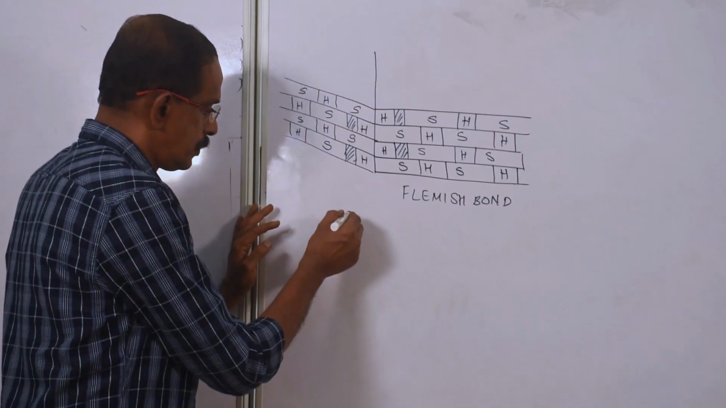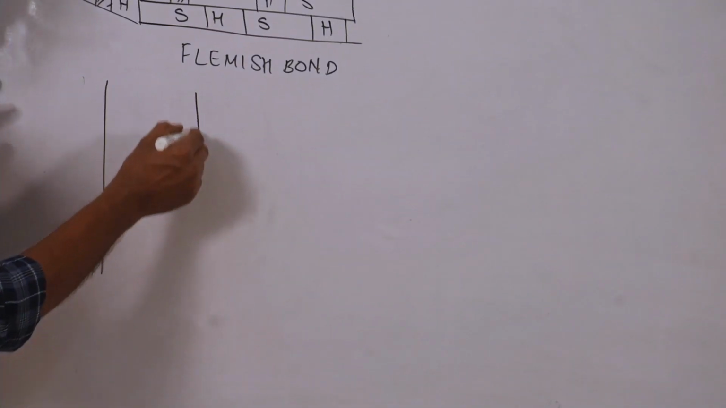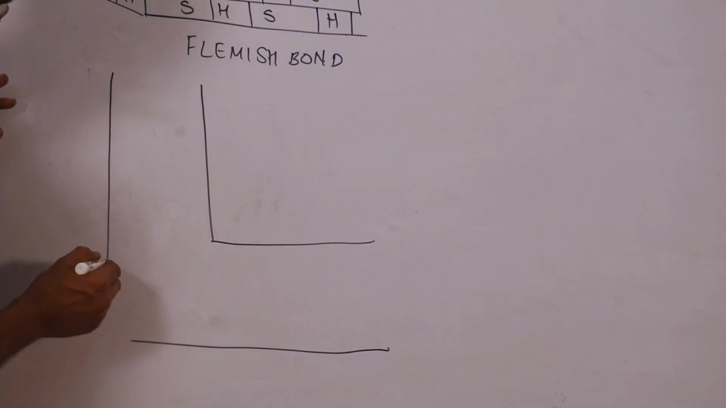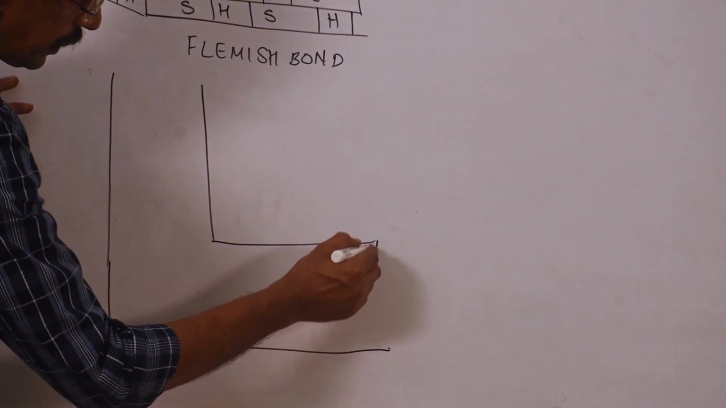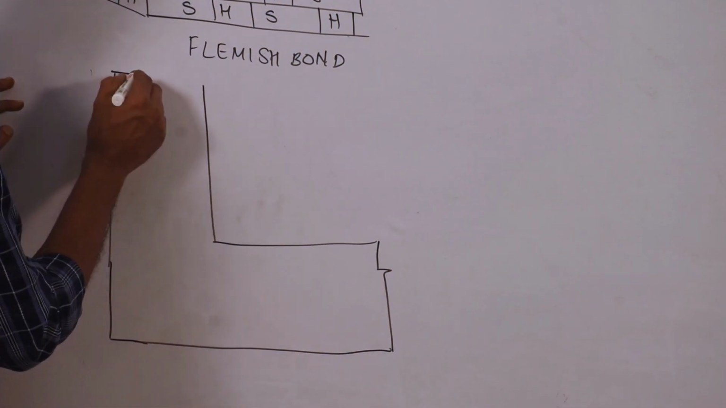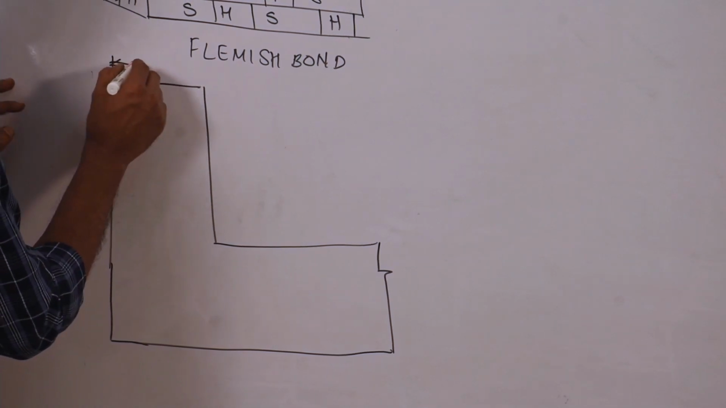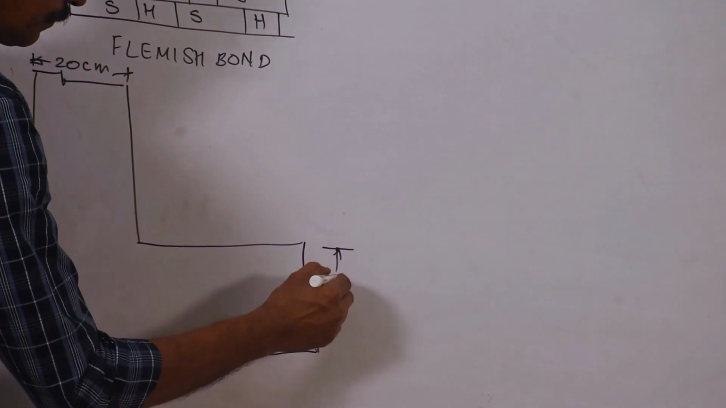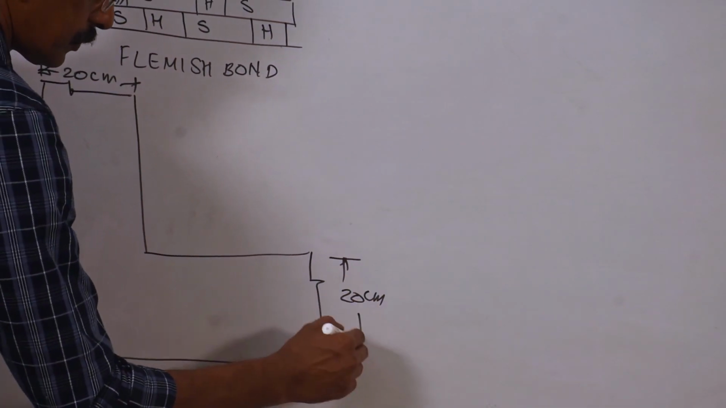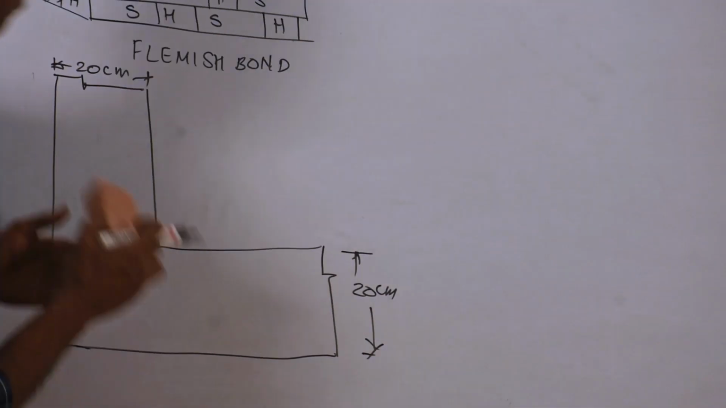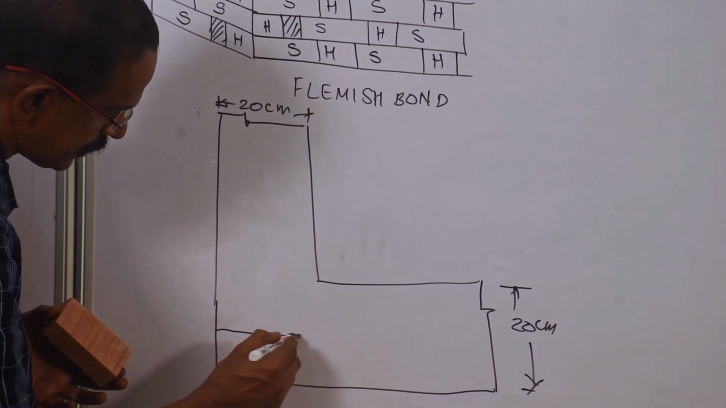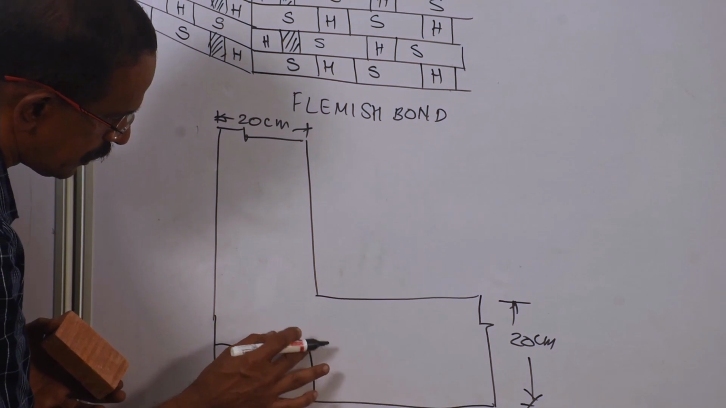So as usual, draw two parallel lines at 2 centimeter gap and mark it clearly. It has 20 centimeter. Here also 20 centimeters. First brick, stretcher. So the position of that brick in the plan, it is like this.